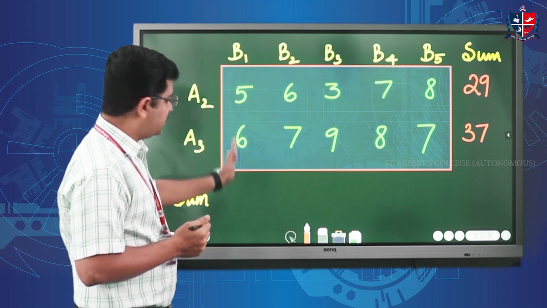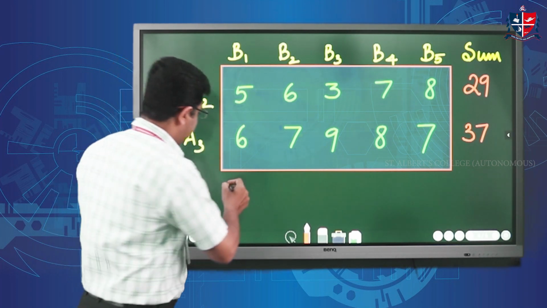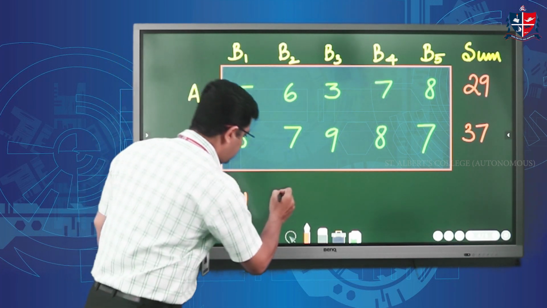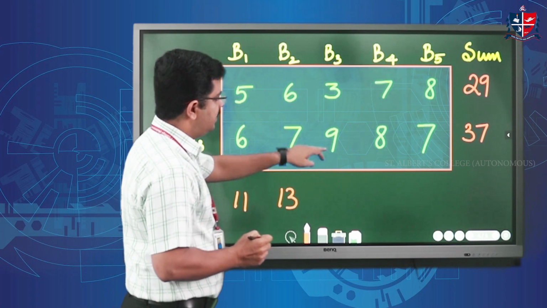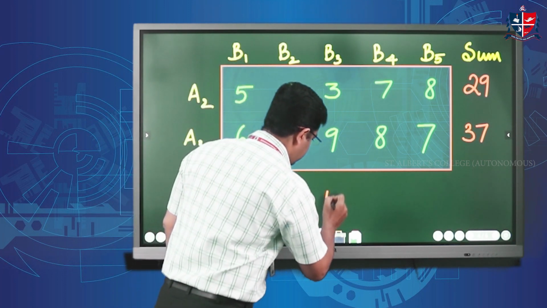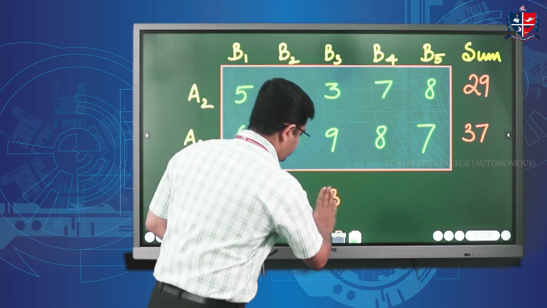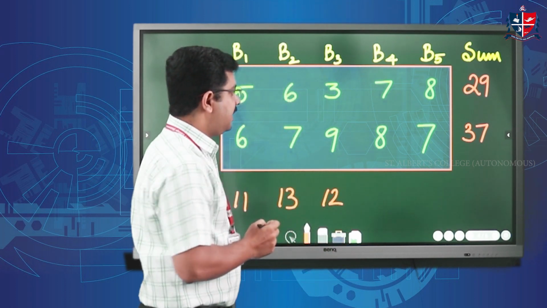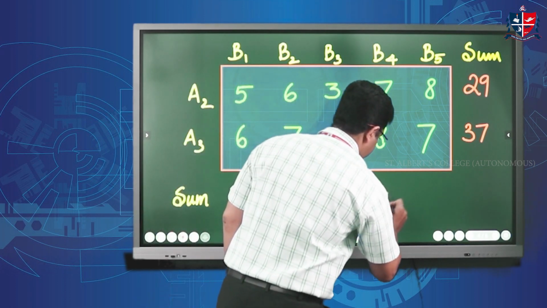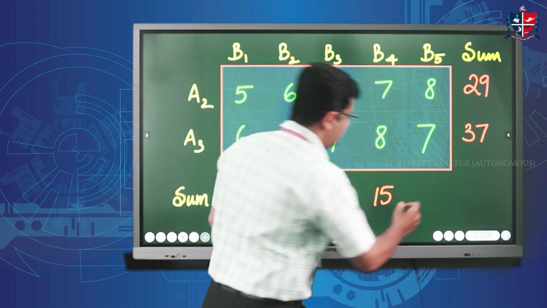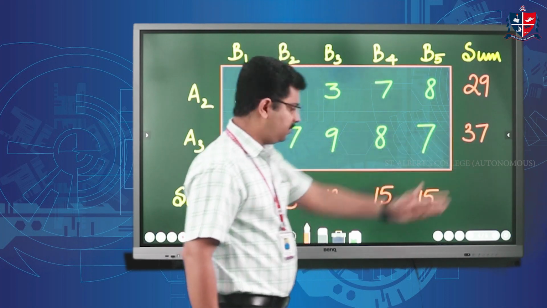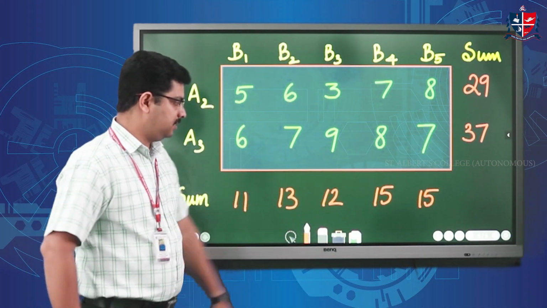Now the column-wise, 5 plus 6 is 11. Now we'll go for 6 plus 7, 13. And 5 plus 7, 12. 7 and 8, 15. And here also 8 and 7, 15. So it was not necessary to find this sum here, but this sum is more important.